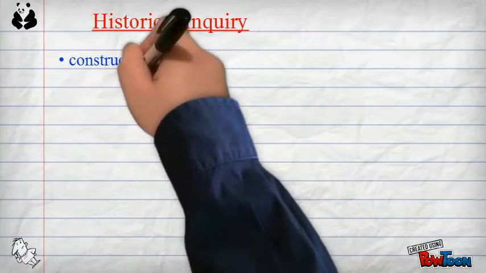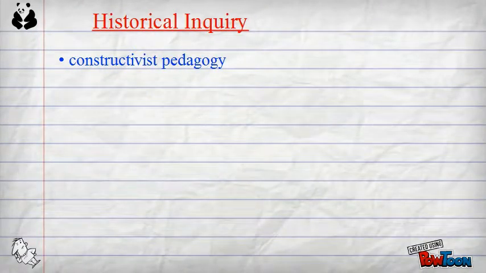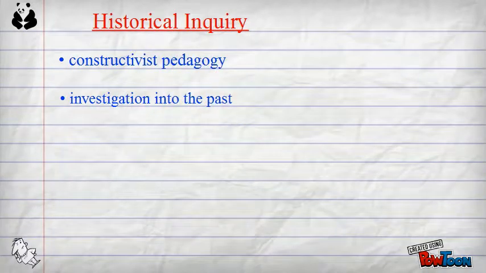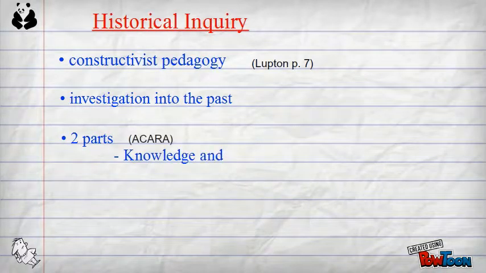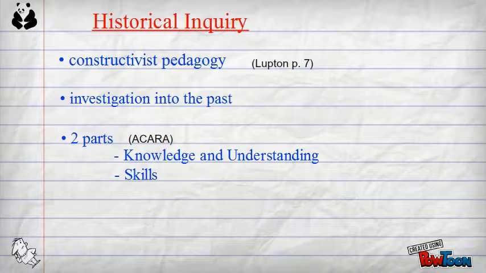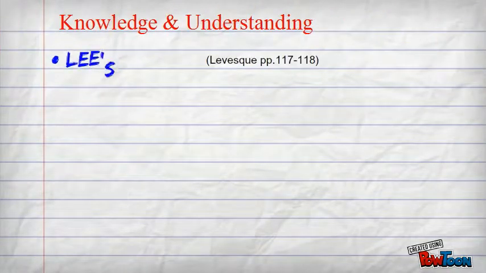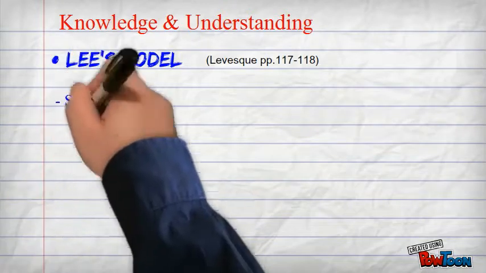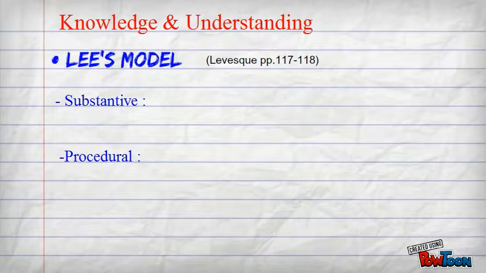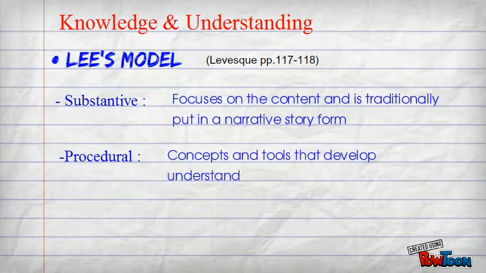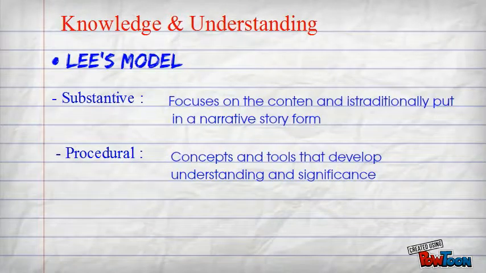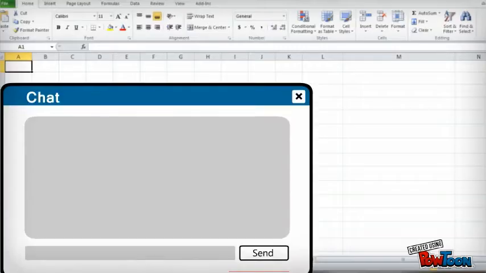Historical inquiry is a constructivist pedagogy, which involves the process of investigation undertaken in order to understand the past. This can be broken into two parts: historical knowledge and understanding, and historical skills, each with their own features. Knowledge and understanding, according to Lee's model, can be broken into substantive and procedural knowledge. These then create understanding. Substantive knowledge focuses on the content, which is traditionally put into a narrative story form. Procedural knowledge focuses on the concepts and tools that develop historical understanding and significance. These concepts and tools can be seen in the following passage.